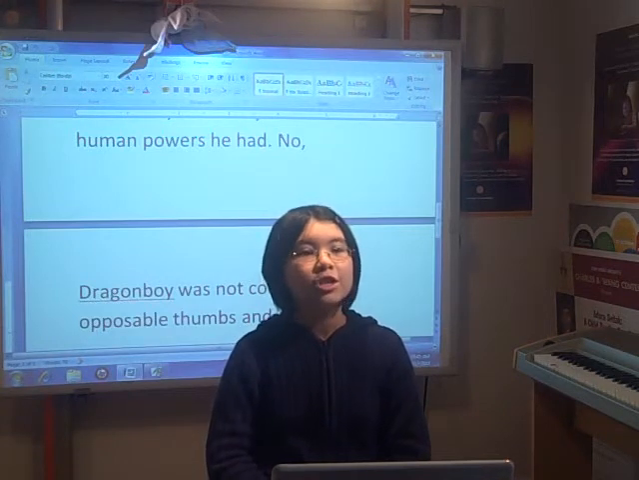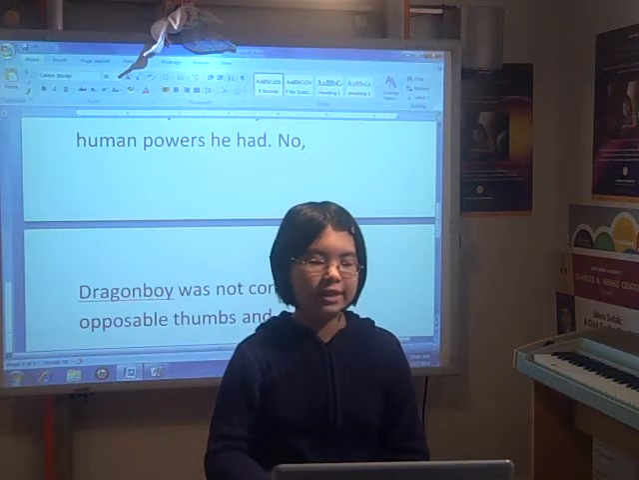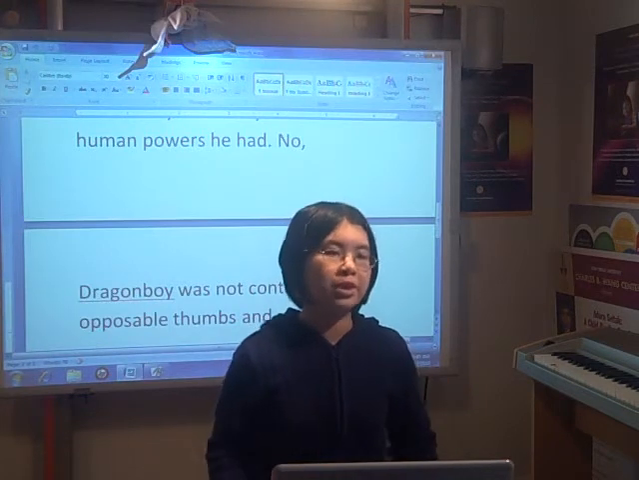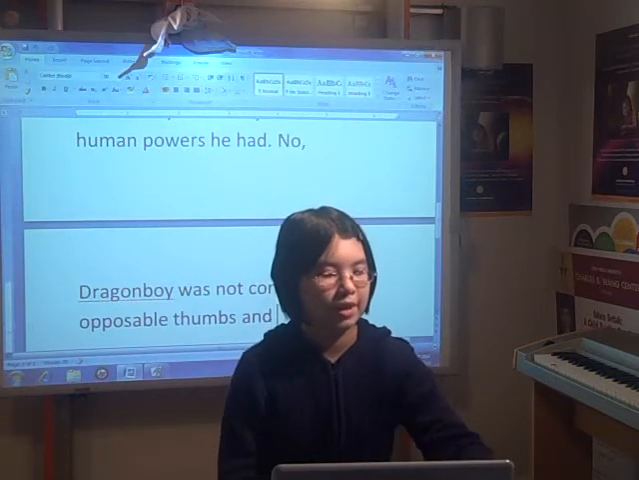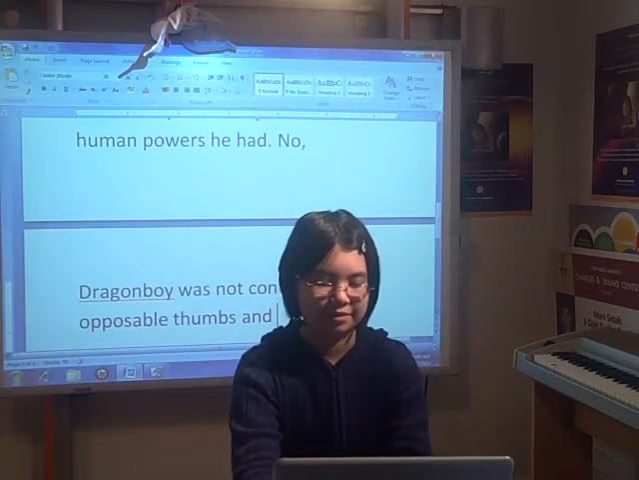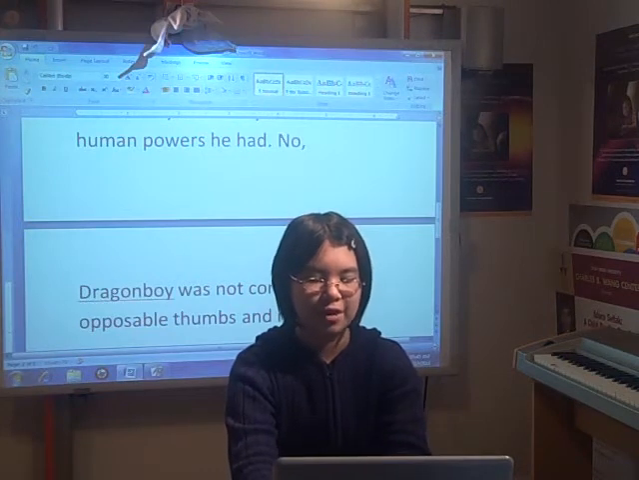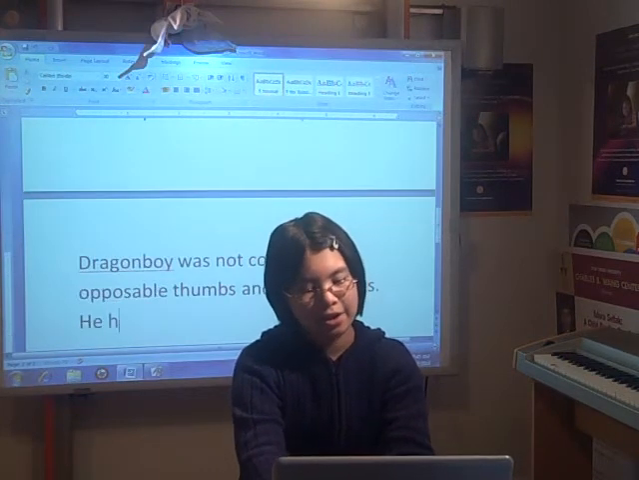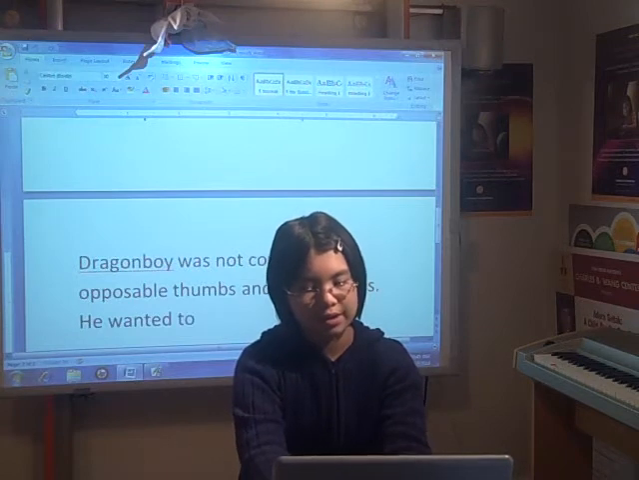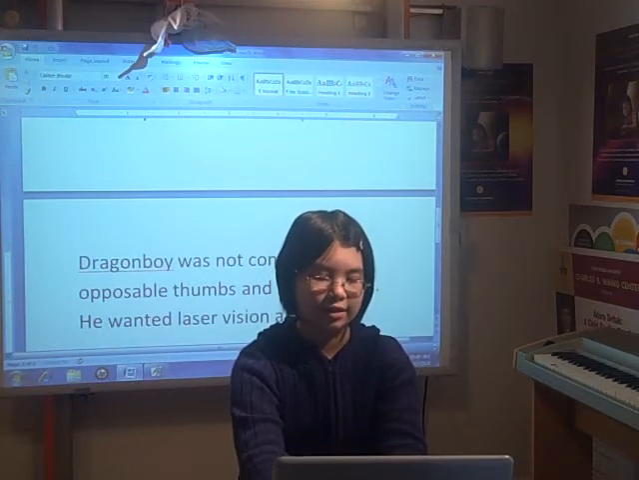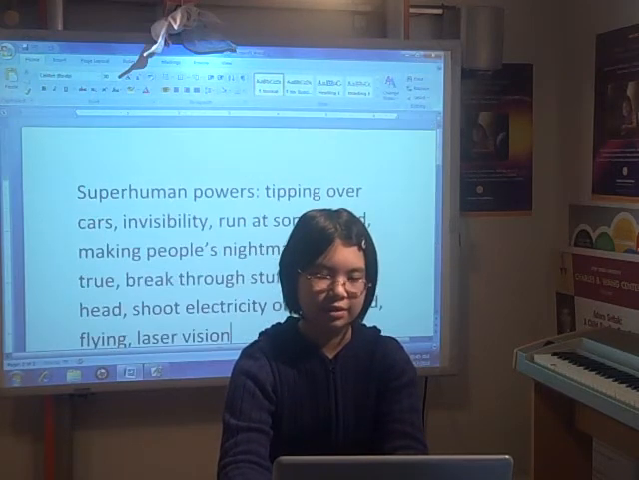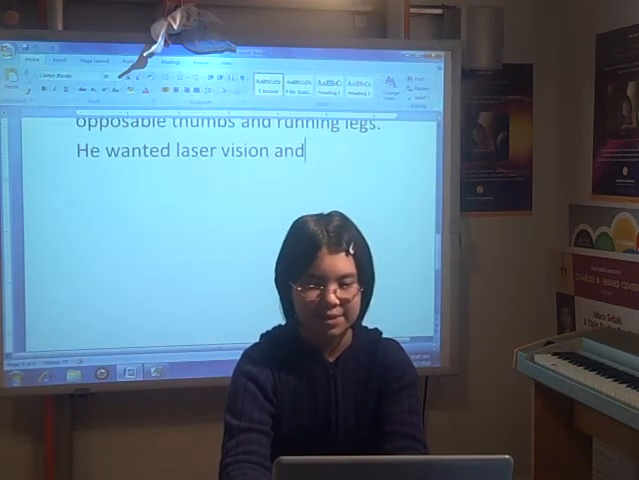Can you repeat the question? Sure. What is a power we just have as normal humans? Jacob. Legs. What do you do with your legs? Running. Running legs. He wanted laser vision, and what was another one of the superhuman powers? And invisibility.